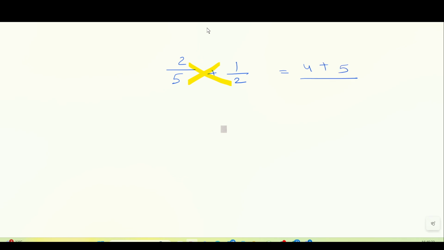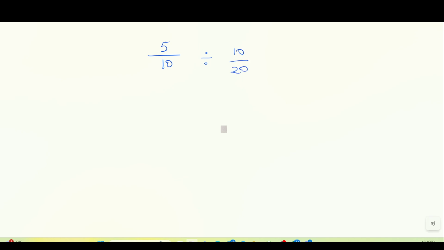And in the denominator, you just multiply these two: 5 times 2 is 10. And the answer is 9 over 10. That's how. So the butterfly method is always used for addition and subtraction, not for multiplication or division. Remember it. And division, let's see this one: 5 over 10, we have to divide it by 10 over 20.